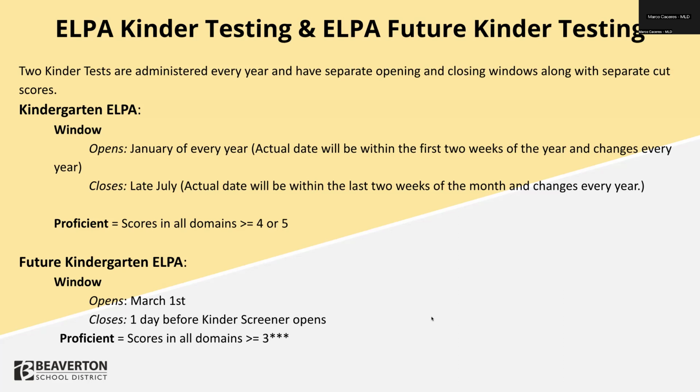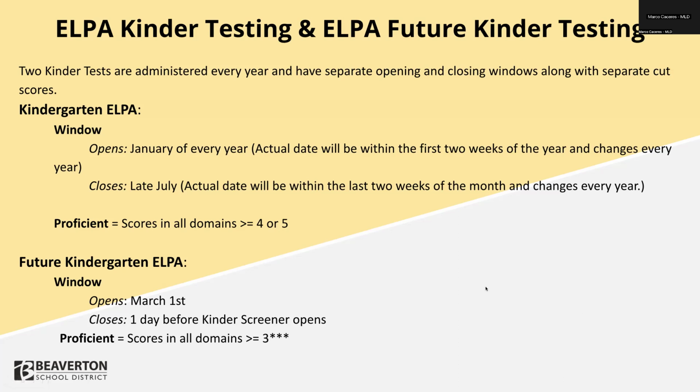As a quick breakdown, we have the kindergarten ELPA screener. It opens in January and closes in late July. This kindergarten student screener is specifically designed for students who have already spent half the year within the district and are currently kindergartners looking to be first graders next year. These students would be proficient with 4s and 5s. The future kindergarten screener is designed to test students who are currently PKs and who will be kindergartners in the first 6 months of the year next year.